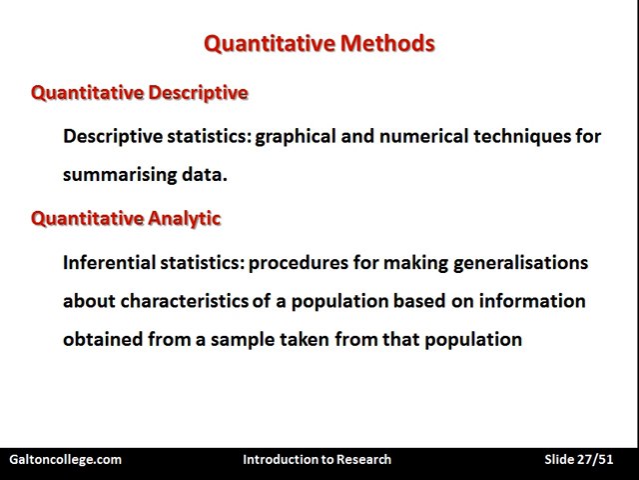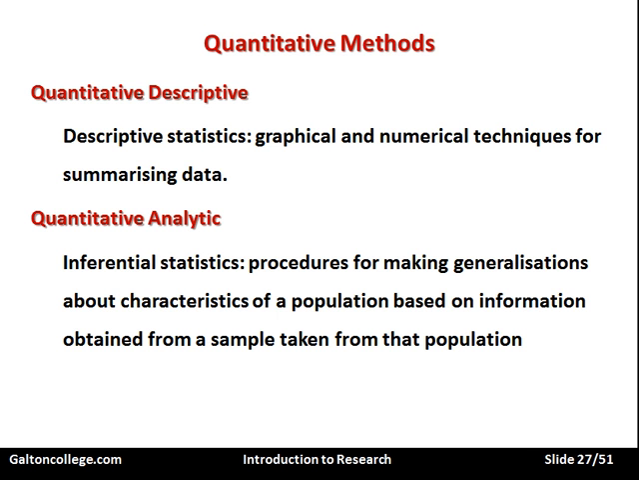It's also inferential. It means we're trying to make generalizations about characteristics of the population based on information obtained from a sample taken from that population. So if we draw a sample from a wide data set, that's a cheap way of doing the analysis, taking a sample rather than dealing with everything. And then we're trying to generalize from the sample. That's inferential statistics. We're moving from the sample to the population.